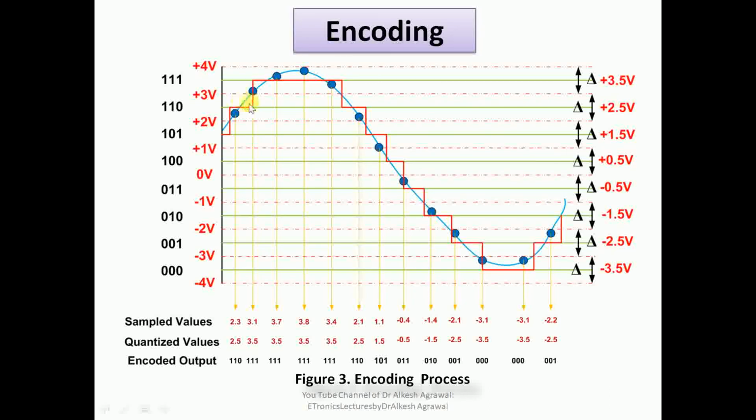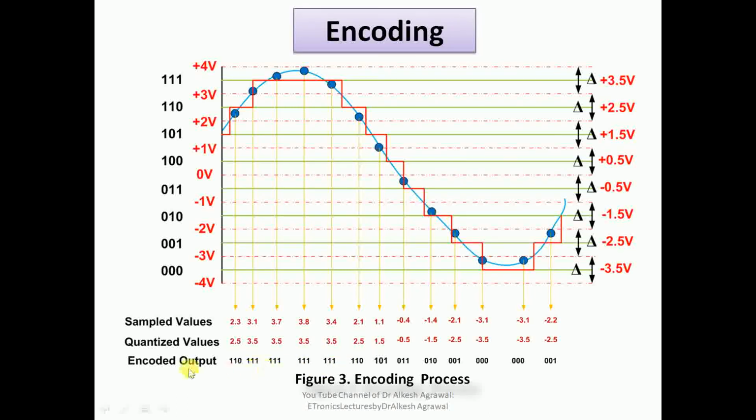You can see the first quantized value is 2.5 volt. For 2.5 volt, the encoded value is 110. So what we have written is 110. Then the next quantized value is 3.5 volt, which is depicted by 111. So we have 111. Then again, 3.5 volt is encoded as 111, again 3.5 volt as 111, and so on.